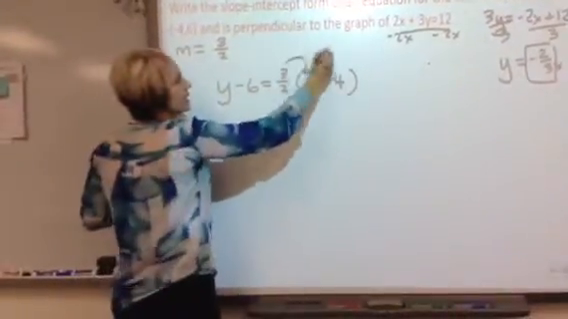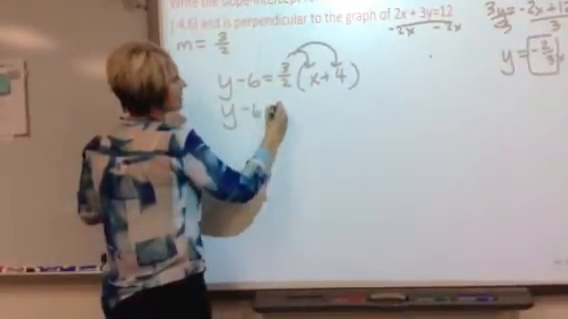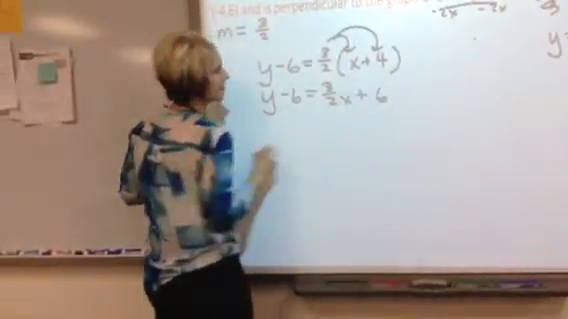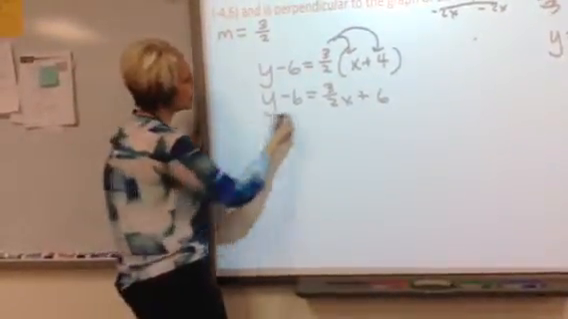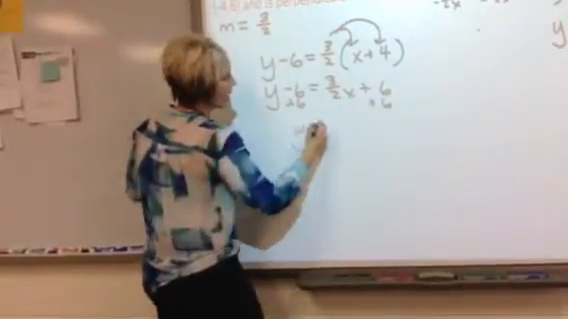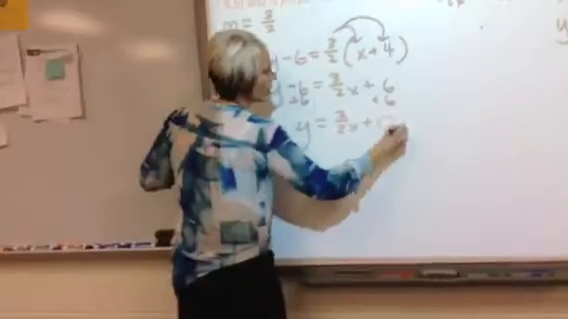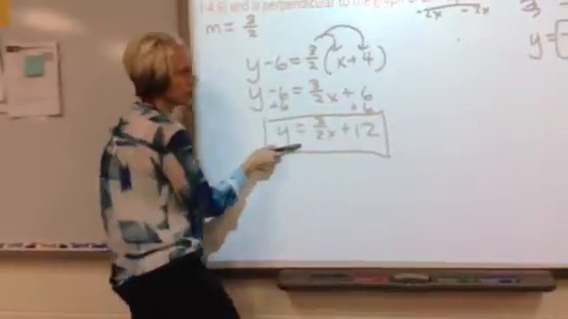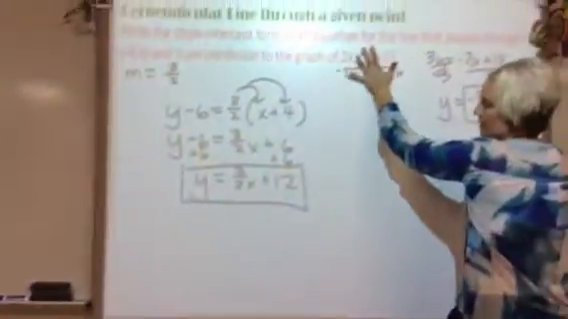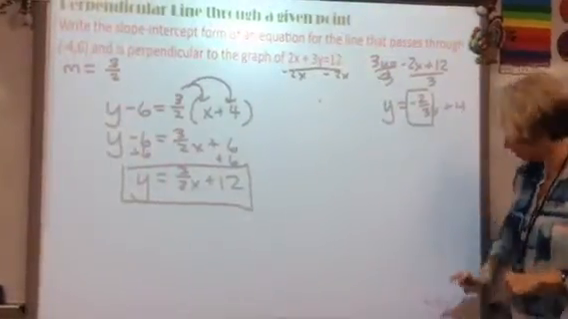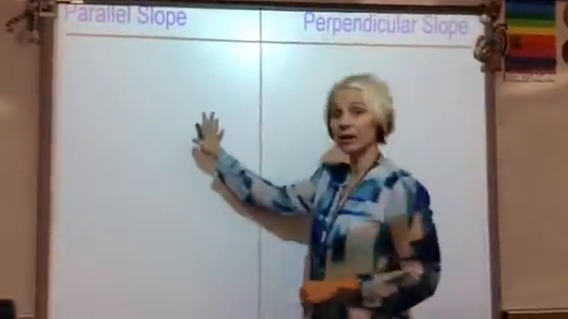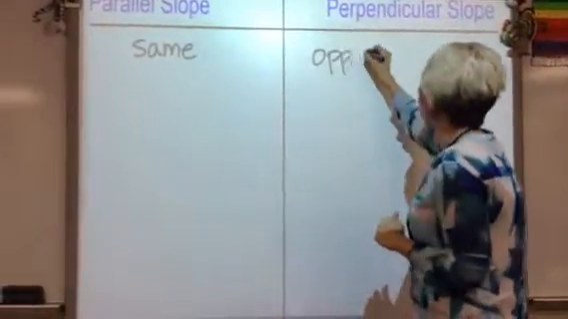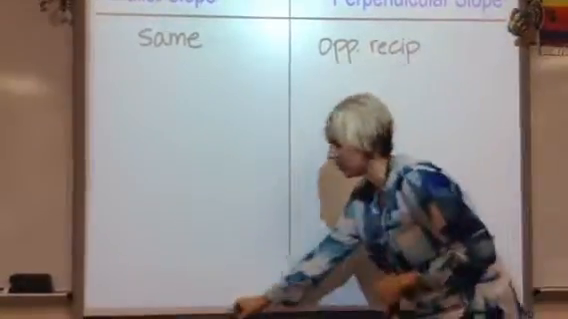Now I'm going to distribute that 3/2. So I have y - 6 = 3/2 x + 6, since 3/2 of 4 is 6. Then I'm going to add 6, and I get y = 3/2 x + 12. This is the slope-intercept form, which is what we wanted, of a line that is perpendicular to this line. So you could try the perpendicular example in your notes. Remember that parallel slope is the same, and that perpendicular slope is the opposite reciprocal. And remember, if you ever have any questions, just let me know.